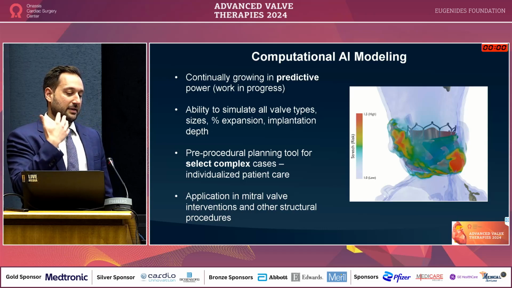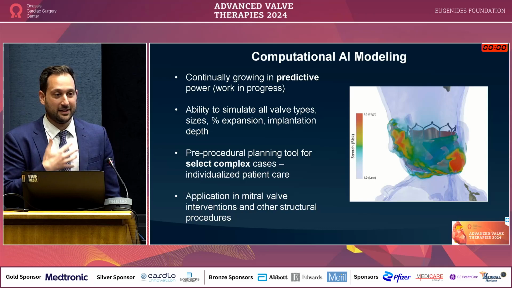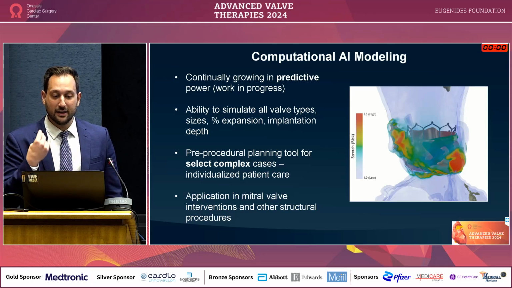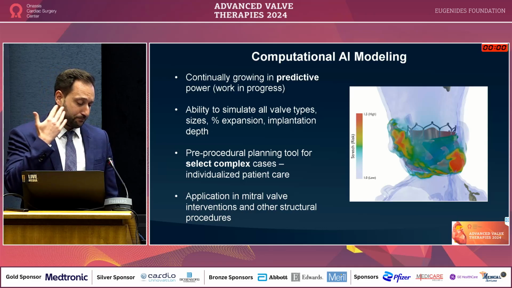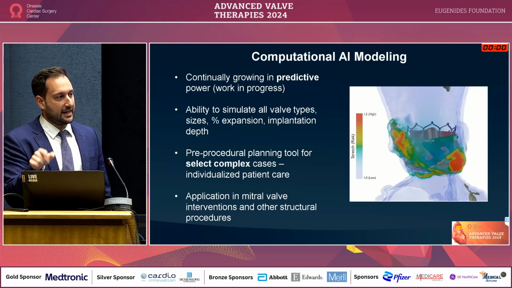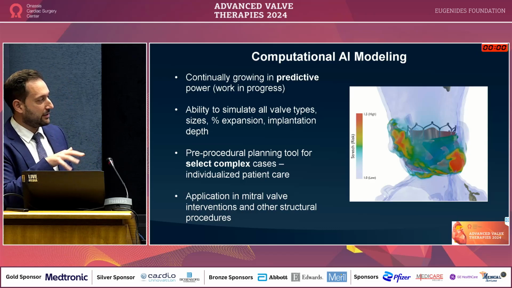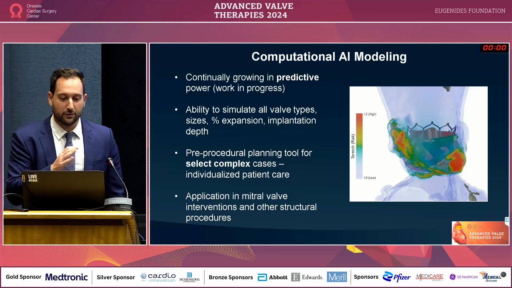So AI, we were saying that it's the future, but I think it's the present. It's expanding very rapidly, and I'm sure that the applications of AI will increase in the structural heart space, and we should be ready for it. This technology, the DASA simulations, is actually reimbursed now in the United States. By Medicare, it's $980 per case, which is fully reimbursed.